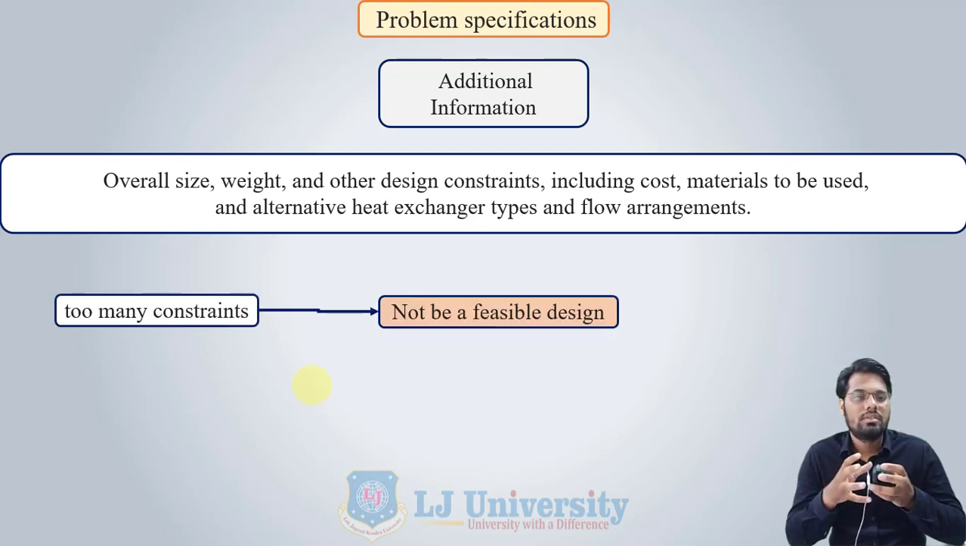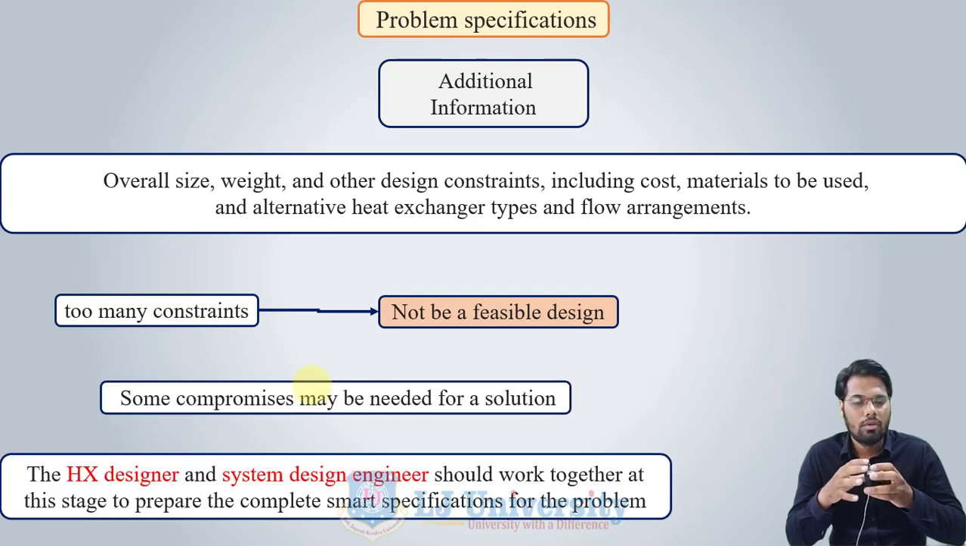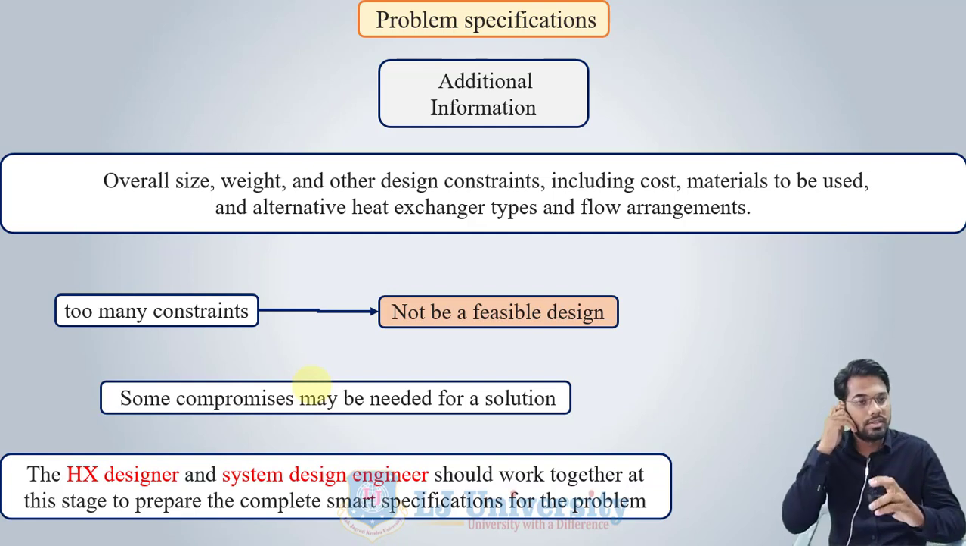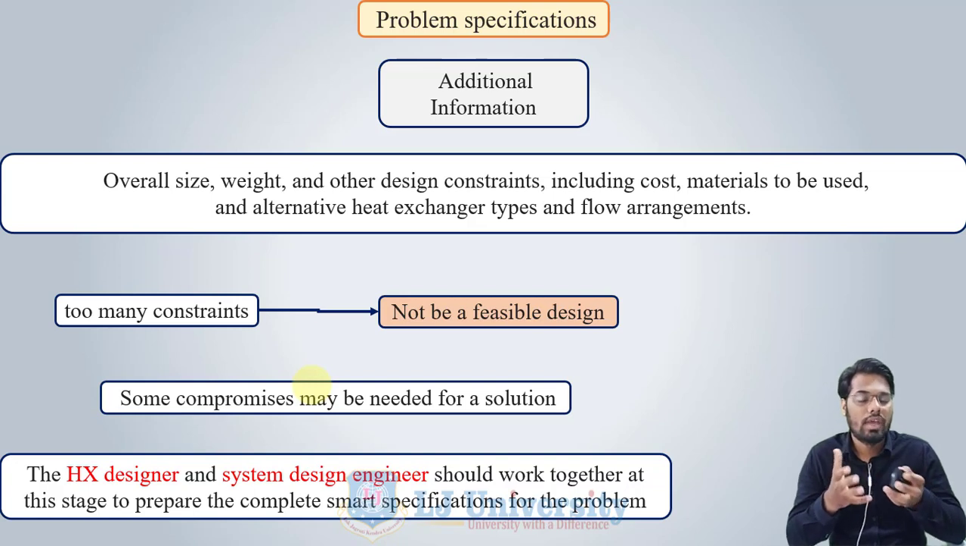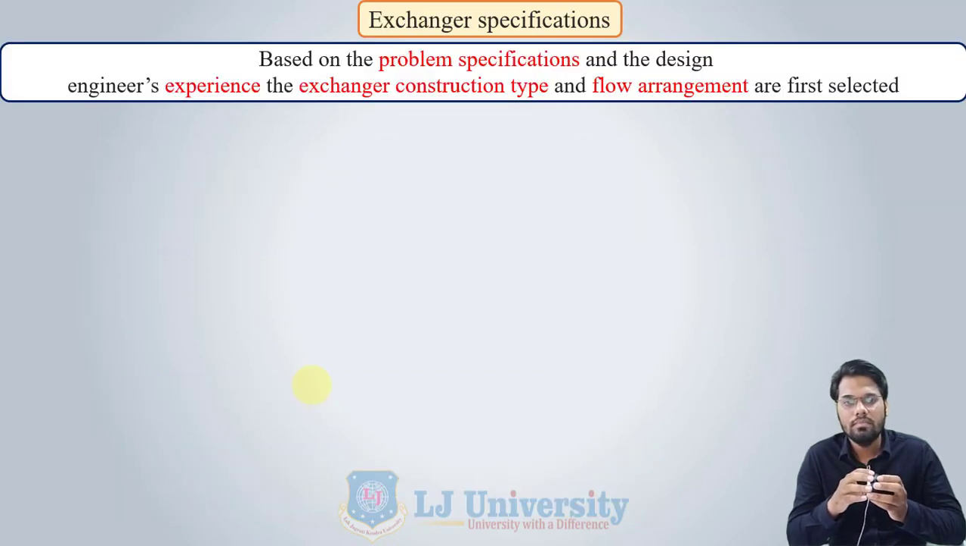Too many constraints represent not a feasible design. Some compromises must be made for the particular solution. The heat exchanger designer and the system design engineer should work together at this stage to prepare the complete, smart specification for the problem. This is the first stage of the design methodology of any heat exchanger. The initial parameters are to be defined, some alternative parameters are to be represented in the specification, and after that some compromises are going to be made for a particular solution according to the need of the customer. So this is the first stage.